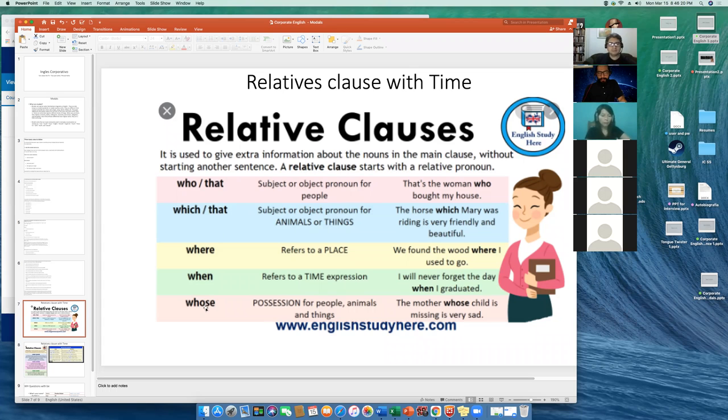And these are the examples. Relative clauses are used to give extra information about nouns in the main clause without starting another sentence, okay? A relative clause starts with a relative pronoun. So then we have the examples, right? Subject or object pronoun for people. That's the woman who bought my house. It could be a subject or object pronoun for animal or thing. The horse which Mary was riding is very friendly and beautiful.